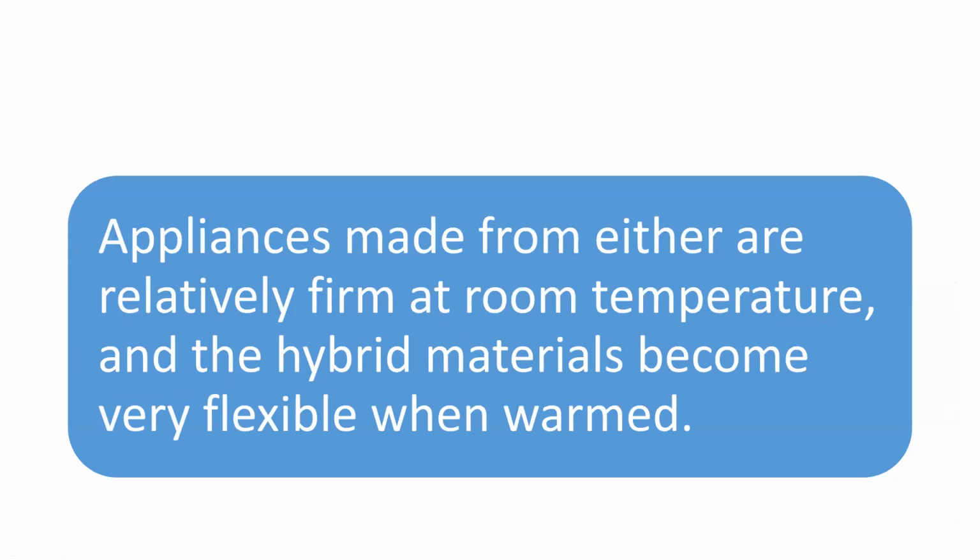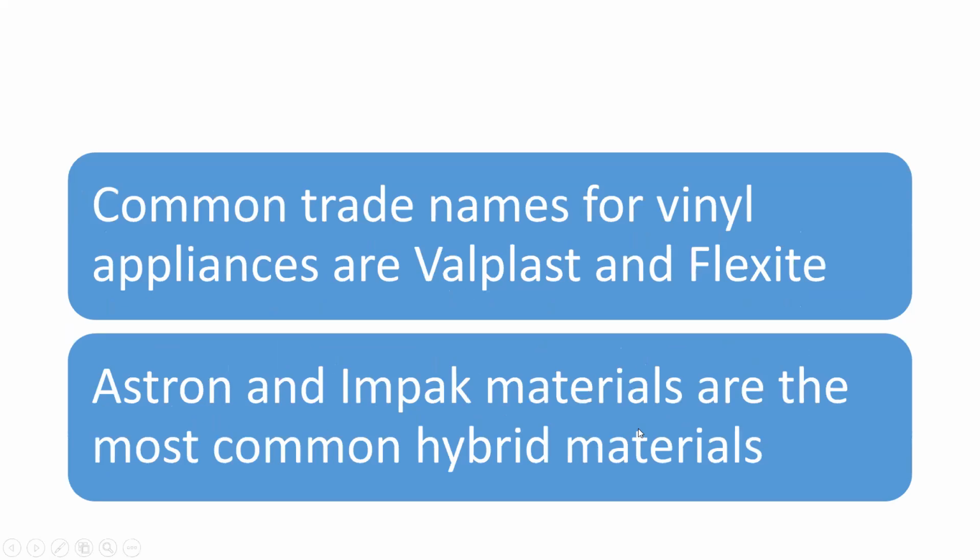So the appliances are made from either firm or soft material at room temperature. There is another material, that is the hybrid material. The hybrid materials are generally firm at room temperature, but this hybrid material becomes very flexible when warmed. Some of the hybrid materials include these vinyl appliances, which are generally Bioplast and Flexite, and also the strain and impact materials. These are the most commonly used hybrid materials.